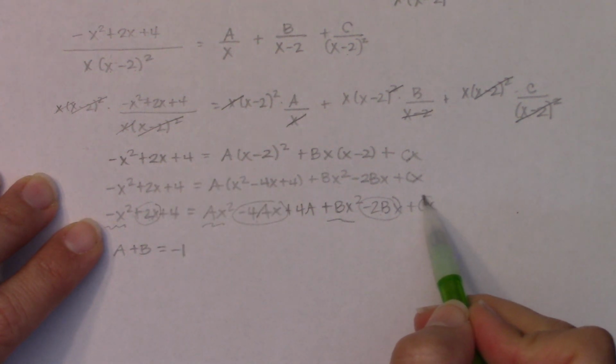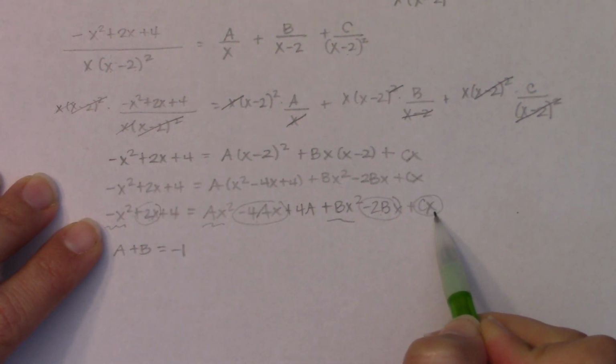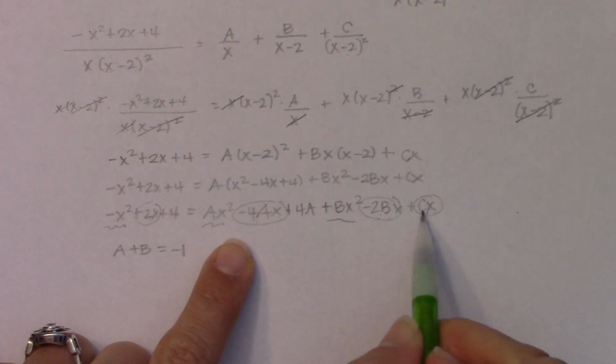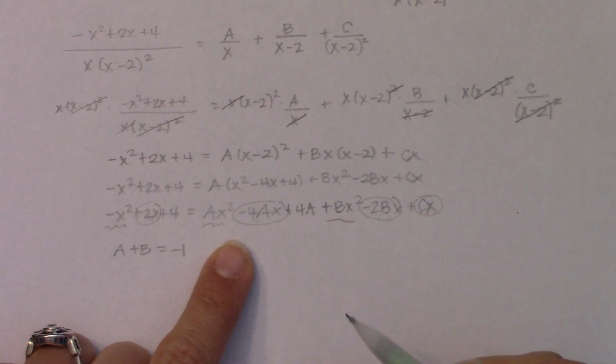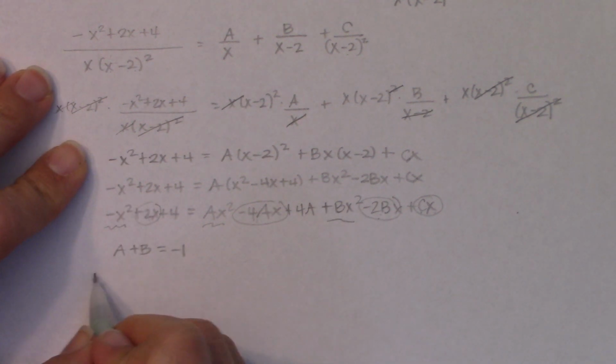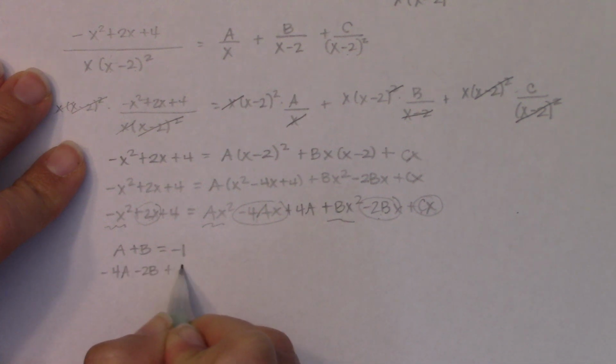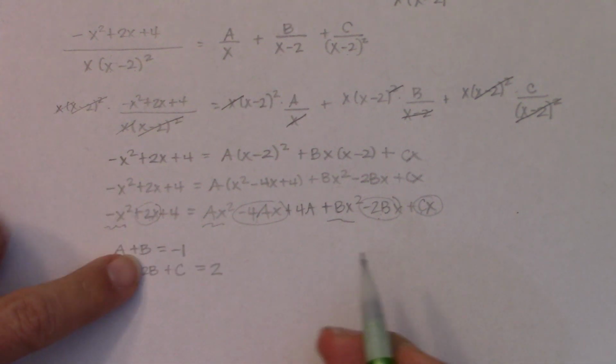Oh, JK, sorry, I just saw I have another linear term. I almost skipped that one. All right, so really -4a minus 2b plus c has to be equal to +2. So let me write that out. I've got -4a minus 2b plus c has to be equal to +2.